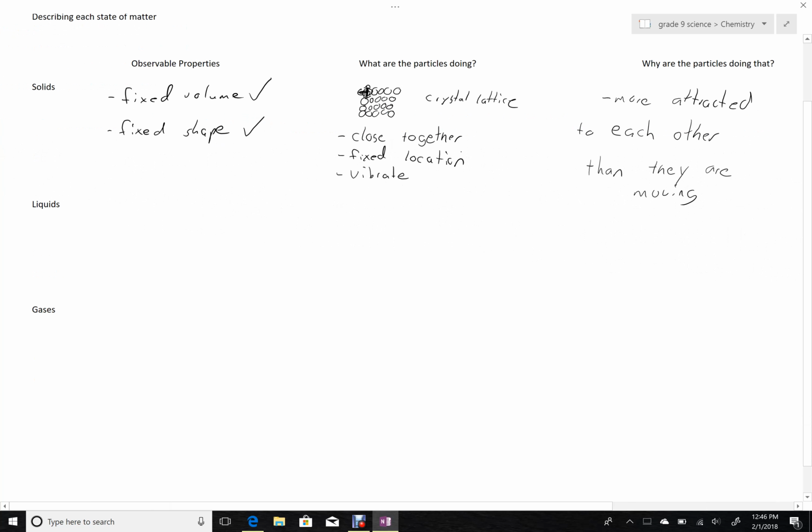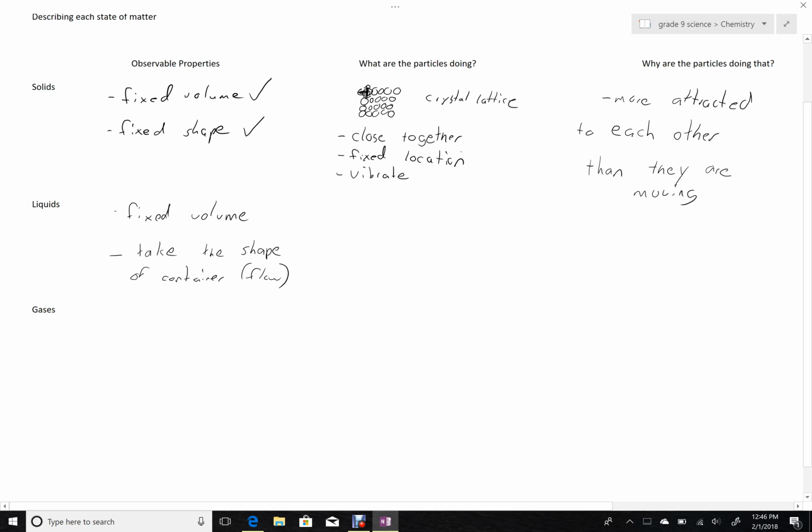Alternatively, liquids have a fixed volume, but they don't hold their shape. They take the shape of the container they're in. Or we say they flow.